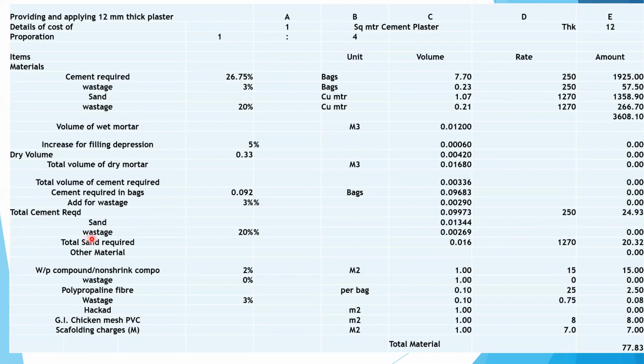Total sand, 20%, 0.00269, at the rate of 1270 will be 20.32. Waterproofing compound 15 rupees. Polyurethane fiber will be 2 rupees 50 paise. Wastage 8 paise. Wire mesh will be 8 rupees. Scaffolding charges will be 1 rupee. 77.83, that means 77 rupees 83 paise per square meter of 12 mm thick plaster material required.